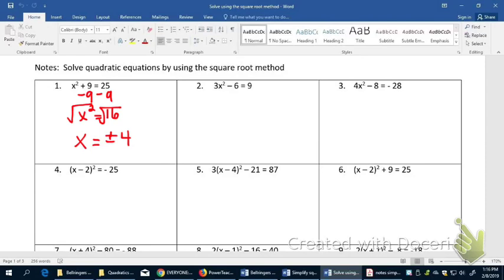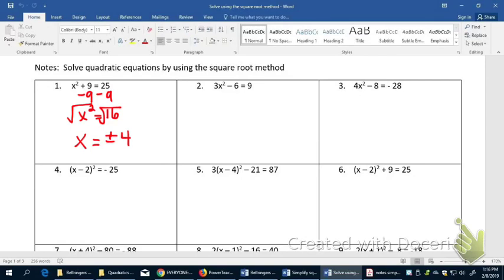So when we're solving these equations, we have to say that x is both the positive and the negative. If I just ask you what's the square root of 16, you're going to tell me 4. But if I ask you to solve an equation and you get square root of 16, then the answer has plus or minus, because both the 4 and the negative 4 work in the equation. Okay? Questions on that one?